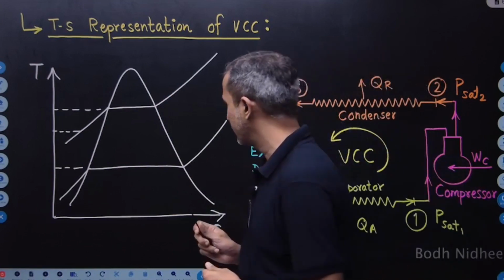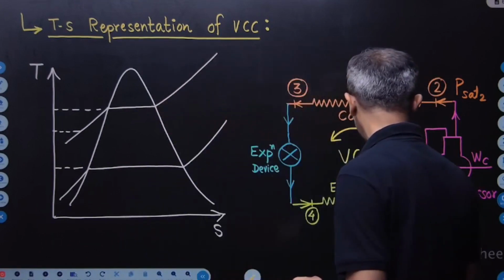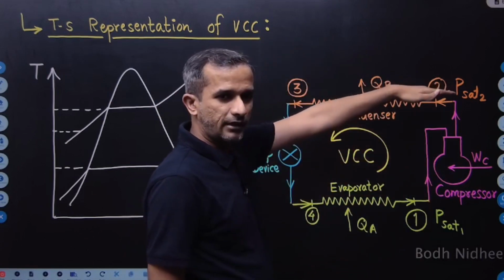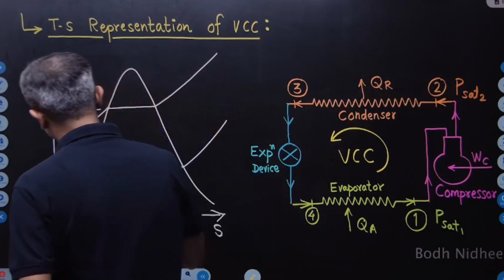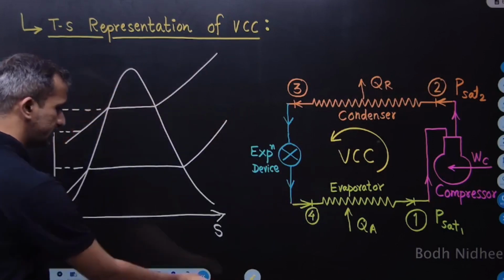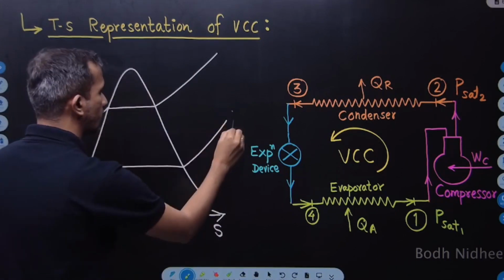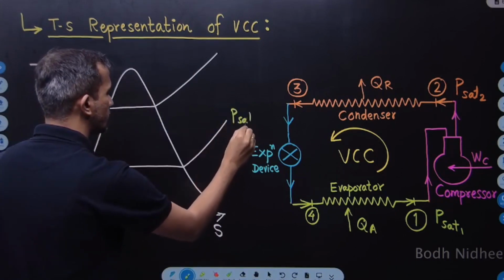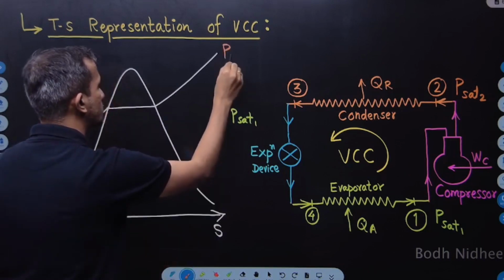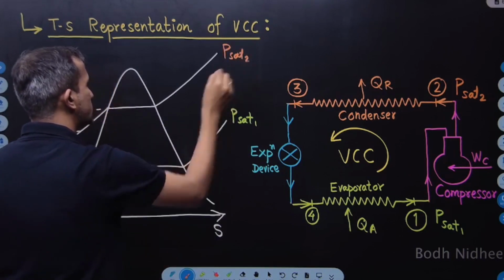You can see there will be two pressures. One is the evaporator pressure, that is Psat1. Low pressure side is Psat1. Higher pressure side is Psat2. So what I'll do first, I'll plot Psat1 and Psat2 on TS curve first. So let's say Psat1, and this one is Psat2. So these are the constant pressure lines.